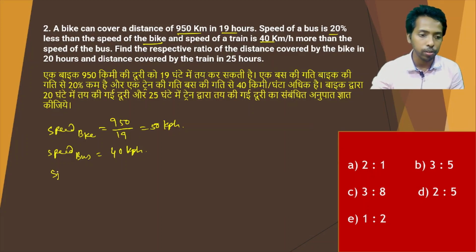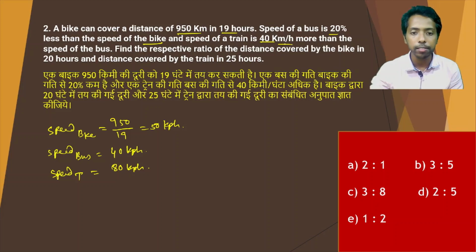Okay, so the speed of the train is 80 km per hour, 40 km more than the bus, right? Here it is more than the bus. Find the respective ratio of the distance covered by the bike in 20 hours and the distance covered by the train in 25 hours. Easy one.